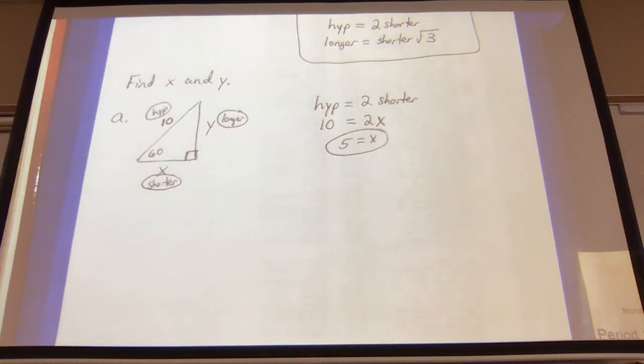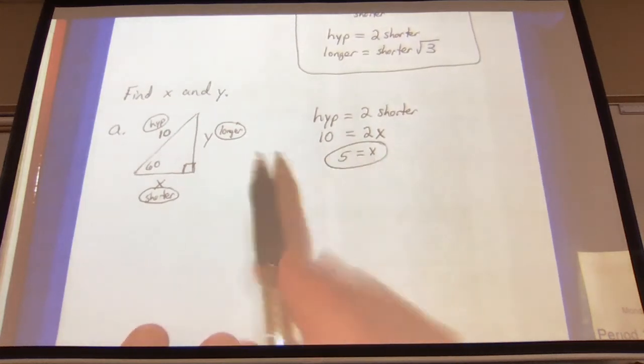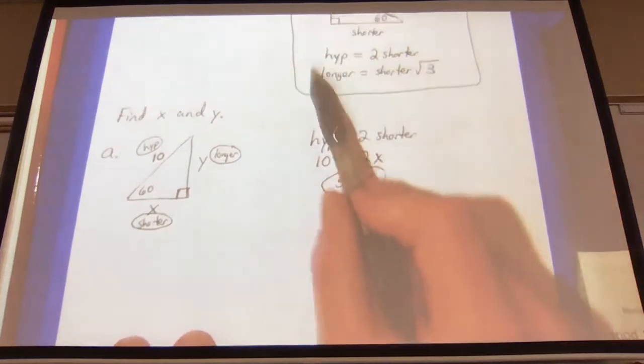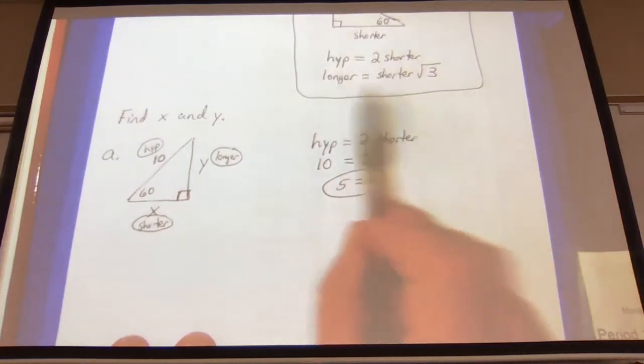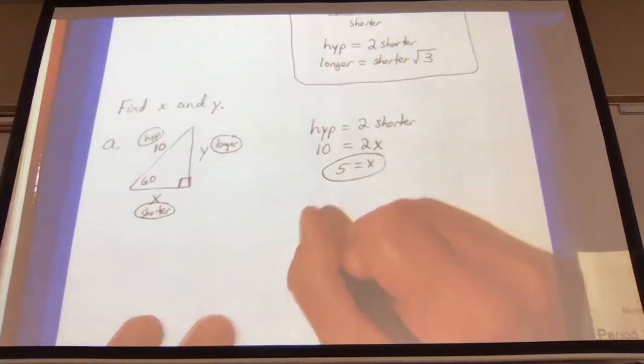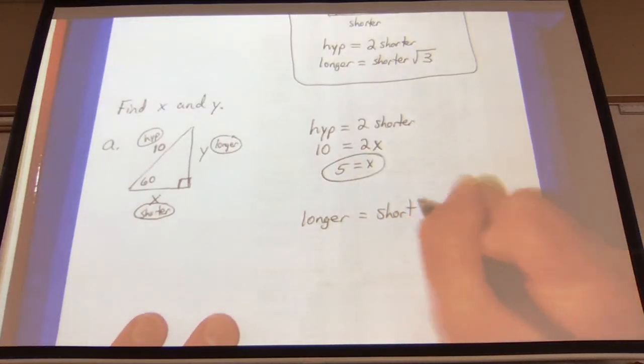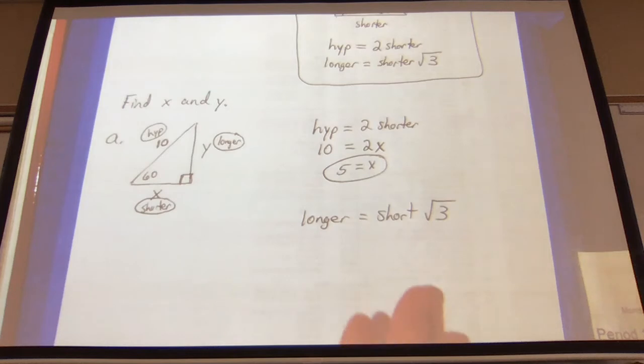We're halfway there. We got the x. Now we also have to find the y. Y is your longer side. And if you look at your 2 equations up here, the only one that includes the longer side is the second equation. So we're going to use that one. And that will help us find y.